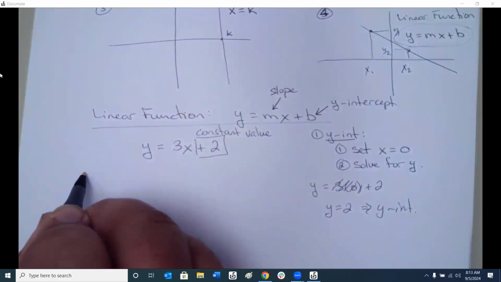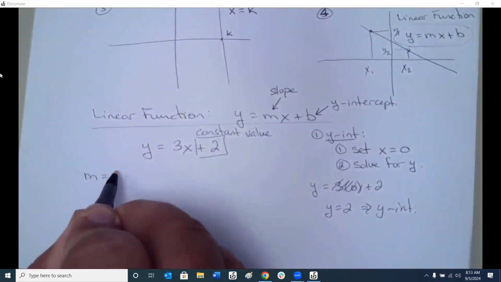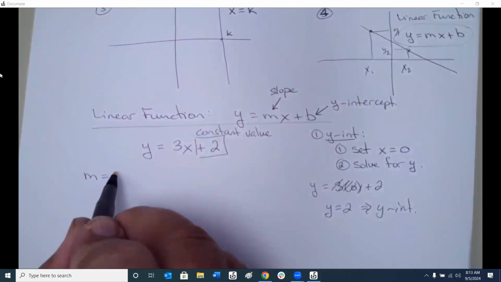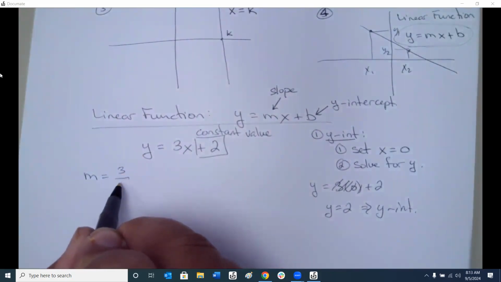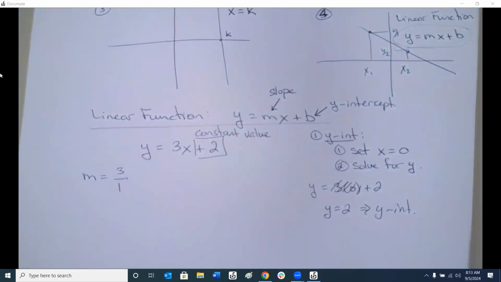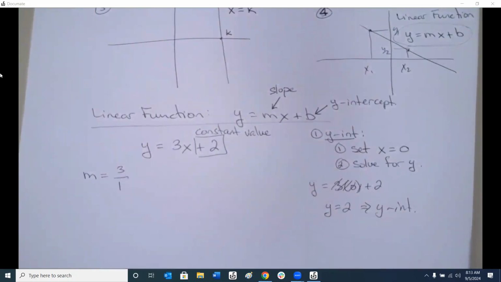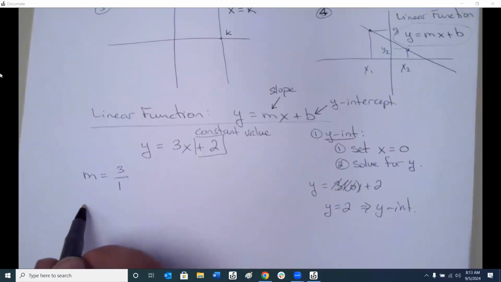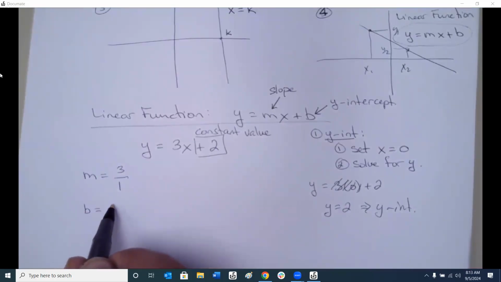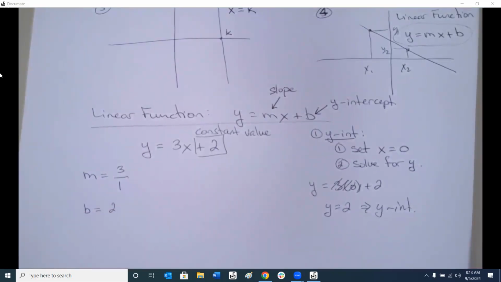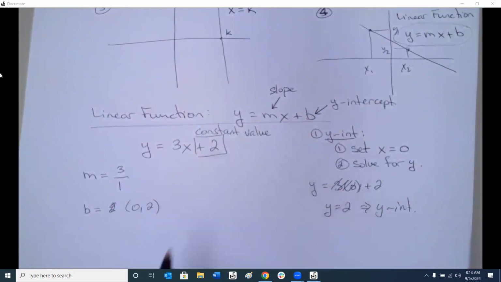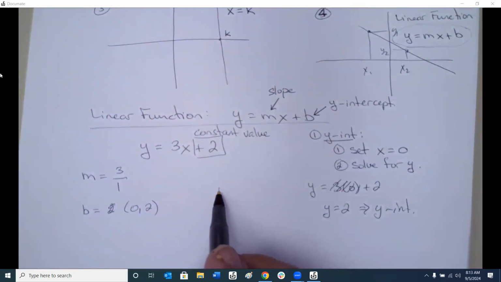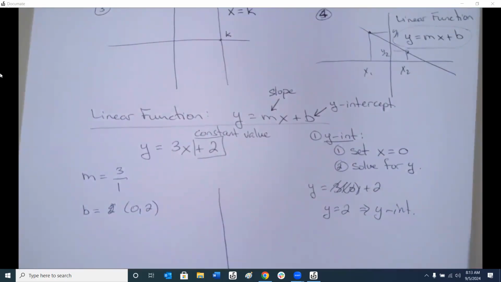So the slope in this equation is what? 3. Yes. It's actually supposed to be 3/1, because remember, a slope is rise over run. So you always want to have it as a fraction. And the y-intercept, which is b, is just 2. Actually, it's the location (0, 2), but it's 2 in the equation. Which helps us to graph this thing also.